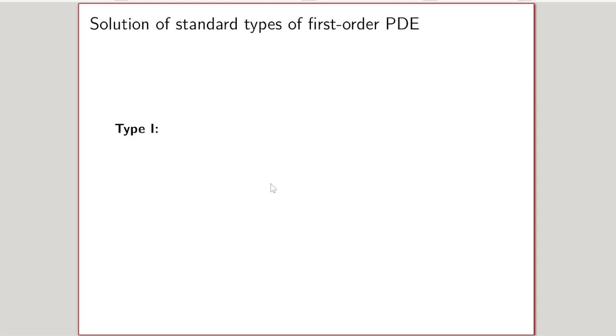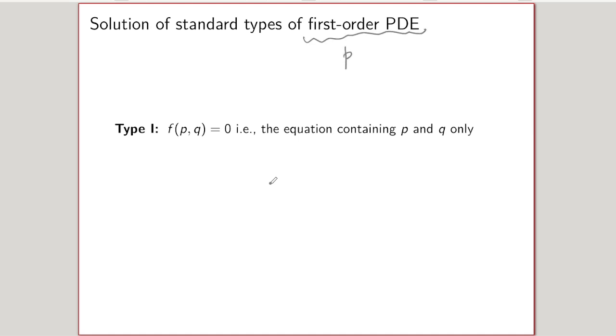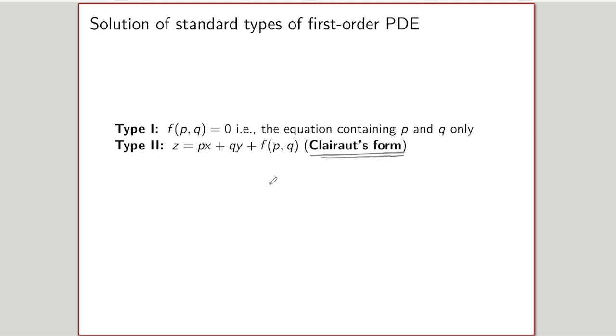So there are four standard types of first order PDE. First order PDE, in the sense that the equation will contain the terms p and q only. So the first type is a function of p and q. There will be p and q alone, the equation containing p and q only. And type 2 is of the form z equal to px plus qy plus f of p, q. This form is known as Clairaut's form, and this type of problem is very important.